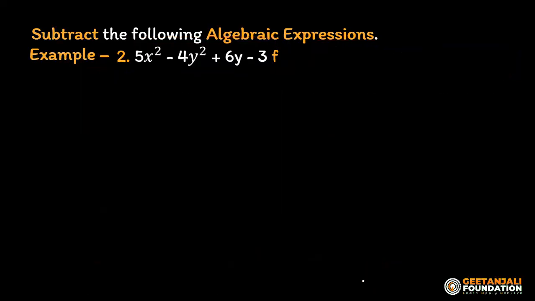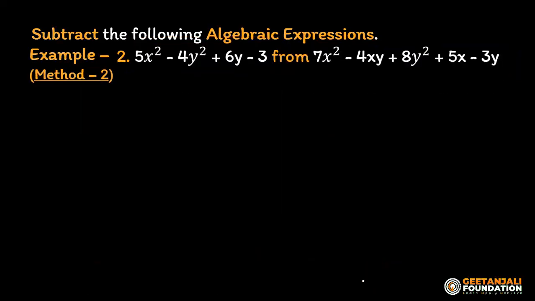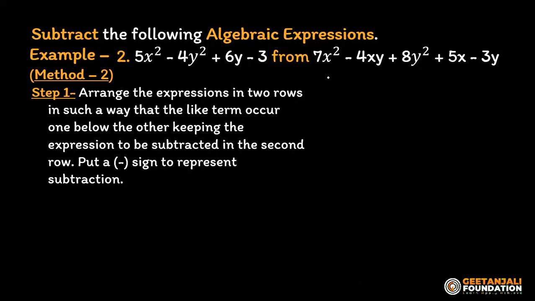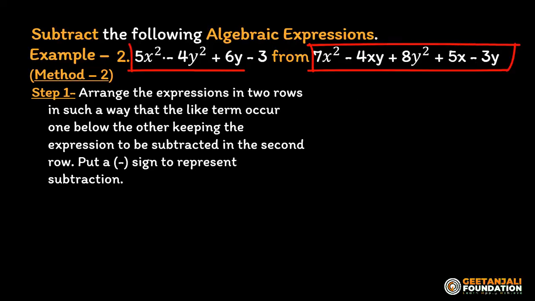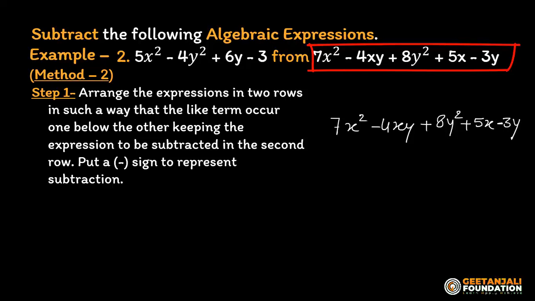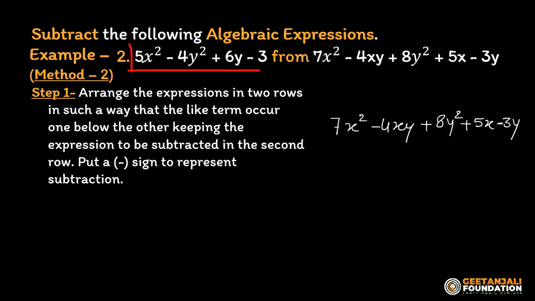Now example 2 by method 2. In method 2, we write expressions one below another. So this is our first expression. I'll write this first because from this expression I have to subtract this. So I'll write the second expression below the first expression. The first expression is 7x squared minus 4xy plus 8y squared plus 5x minus 3y. So this was our first expression, and this is the second expression.